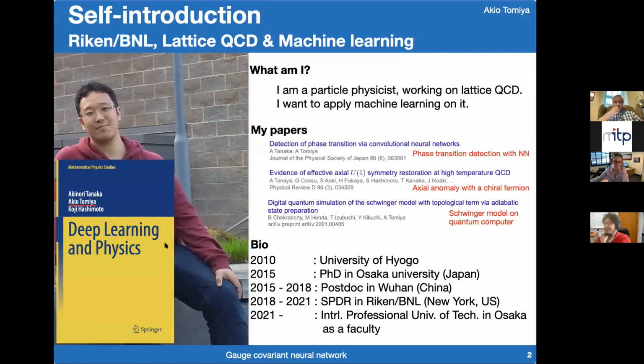And recently I published a book about deep learning and physics. This was published 3 years ago in Japanese, and this is the translated version in English.